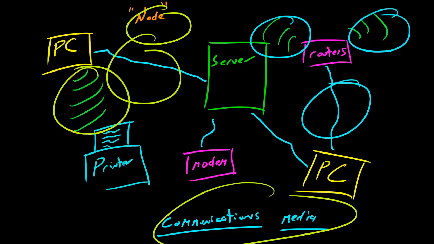So remember, all computer networks are made up of two parts: nodes and communications media, and they provide ways to transfer data between the nodes. Simple enough.